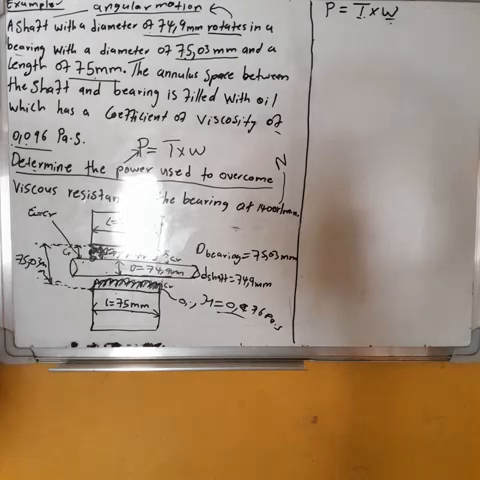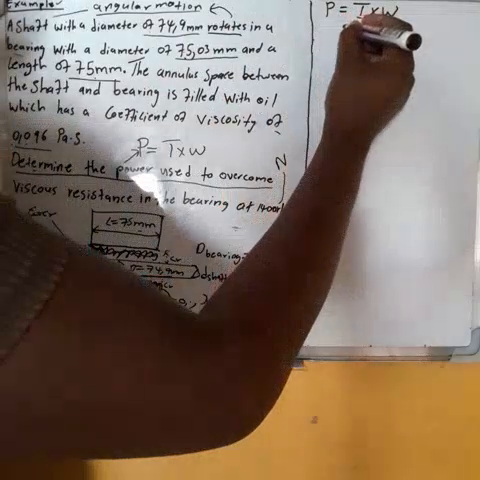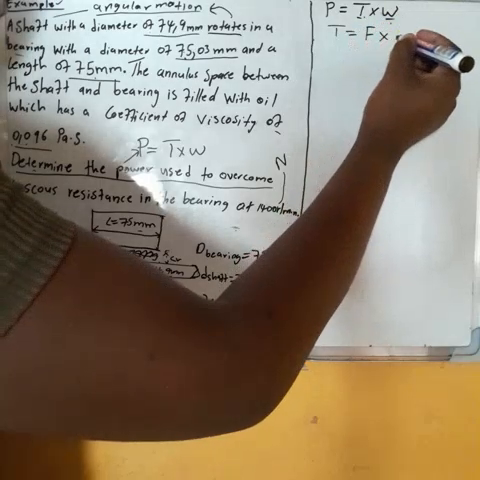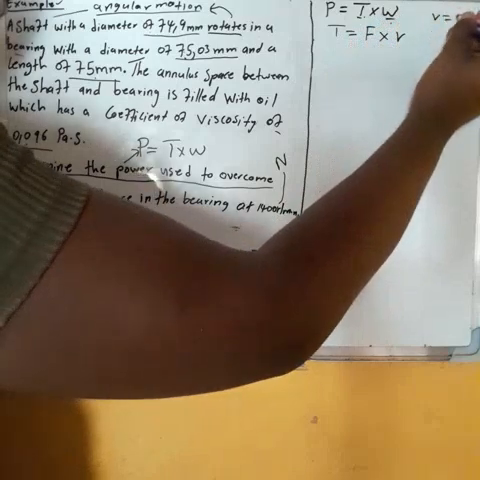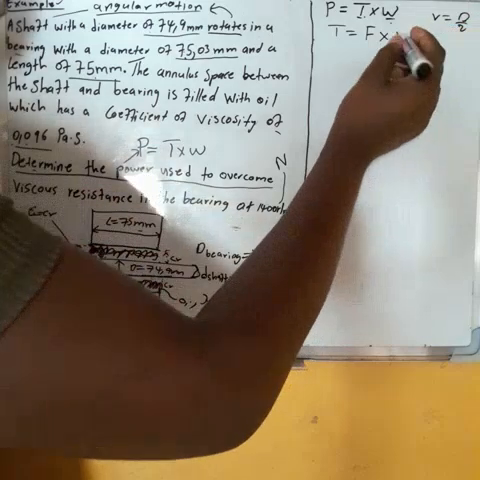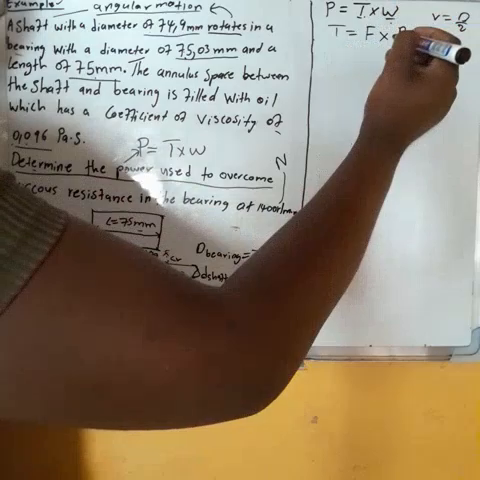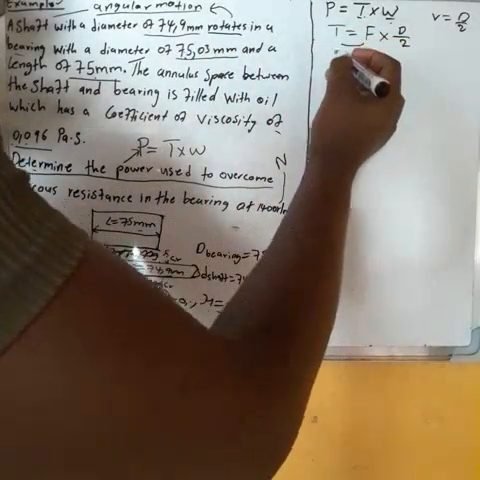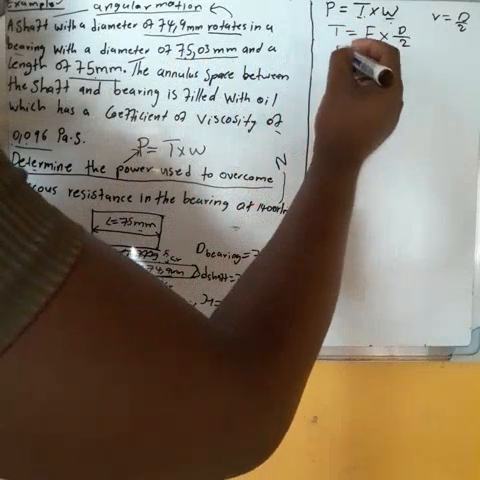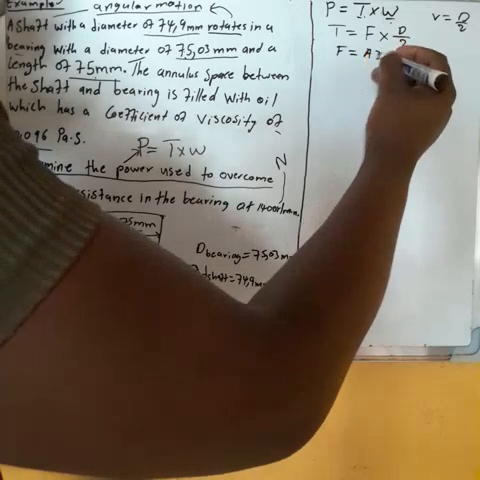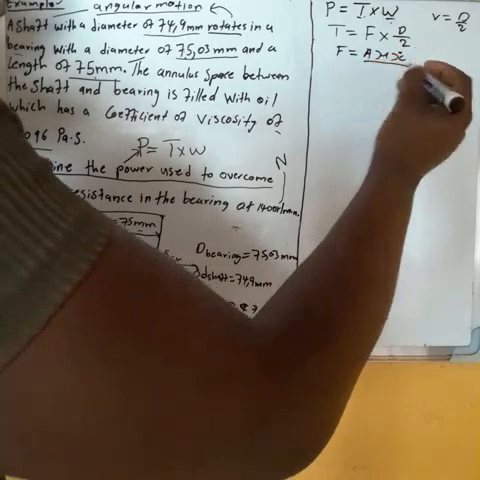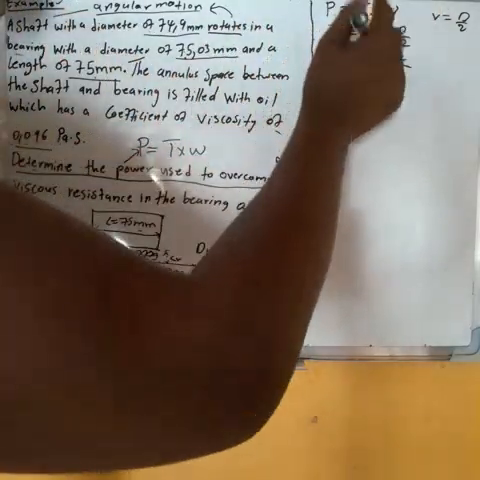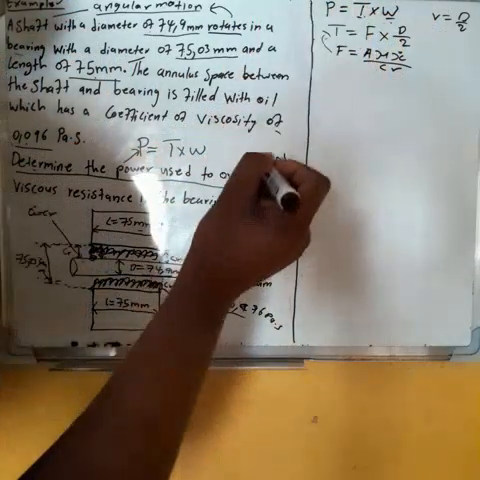So I want us to come in. We know that torque is equal to force multiplied by radius, whereby radius is equal to diameter over 2. You can substitute the radius with diameter over 2. Let us calculate the torque. But what about the force? We also know the force is given by area, coefficient of friction, multiplied by velocity, divided by clearance. This is the force, so that we're able to calculate the torque. When we have the force, we calculate the torque.